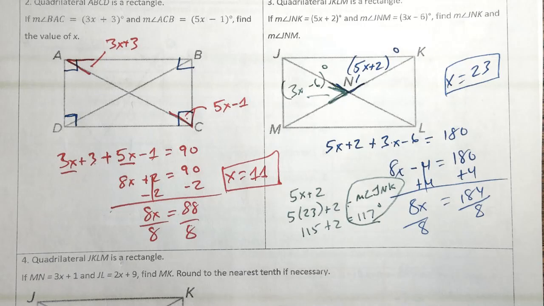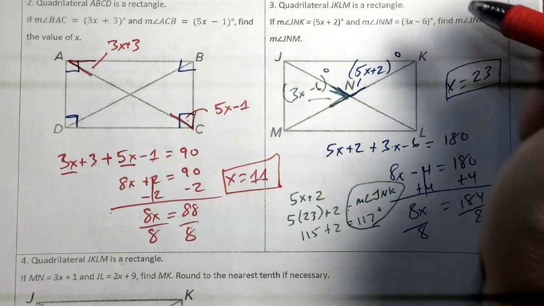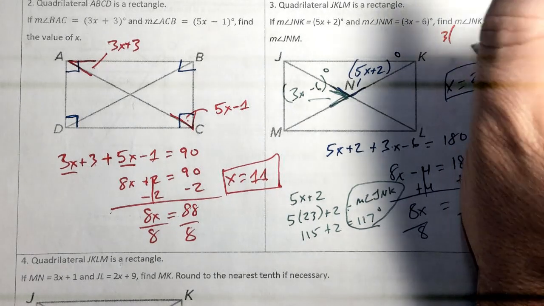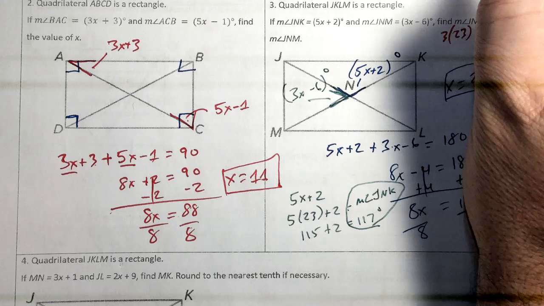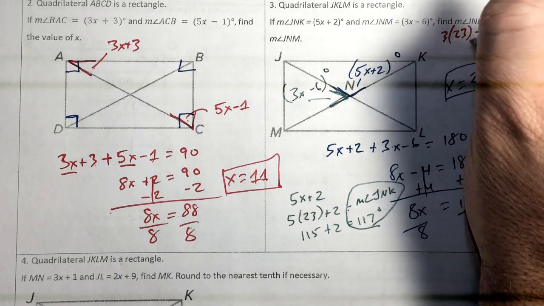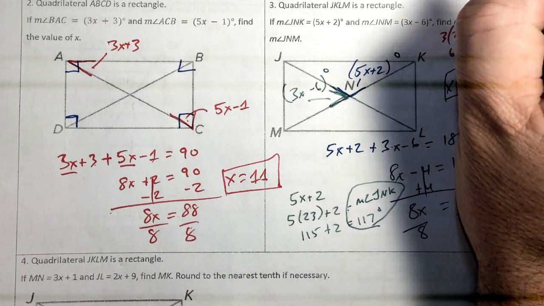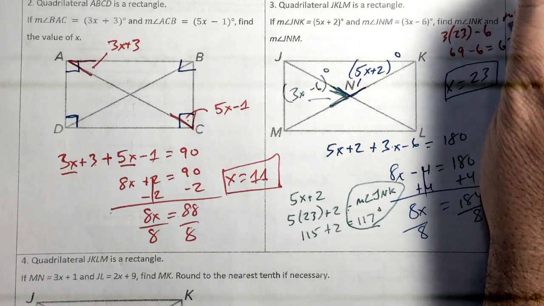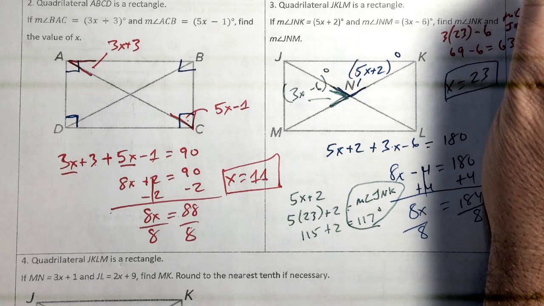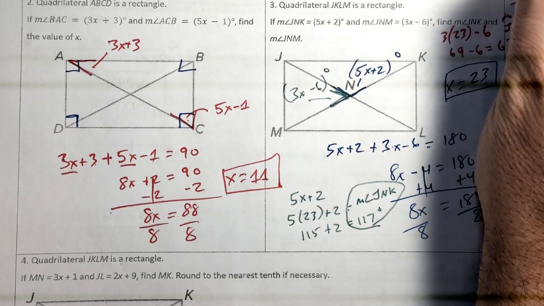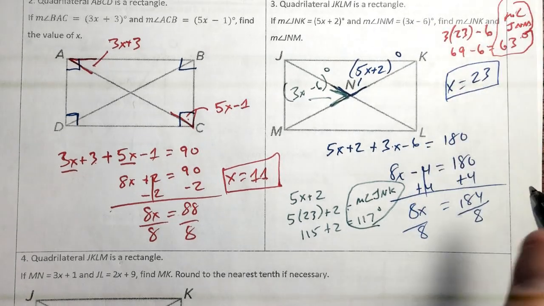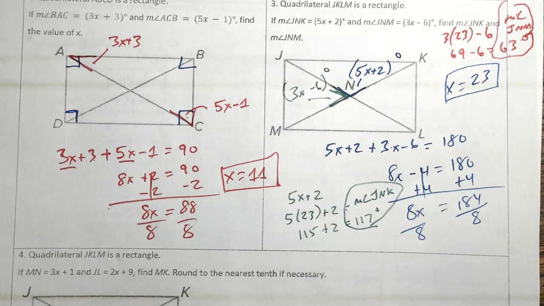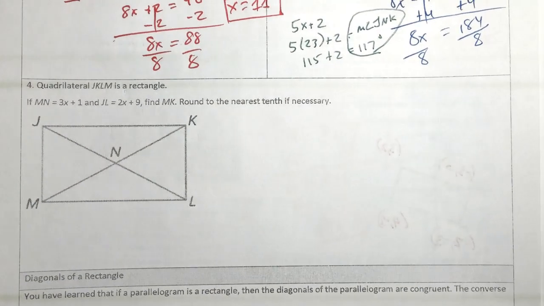And then for the other angle, just go up here. 3x, or 3 times 23 minus 6. So 3 times 23, let's see, 69. Minus 6, that's 63 degrees. And that is the measure of angle JNM. And of course, 63 plus 117 equals 180. So that's how we know we're right. All right, moving down the page. Number 4.